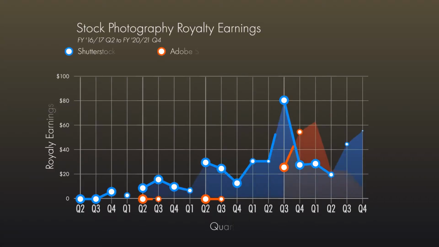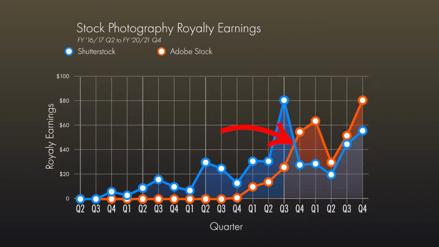Overlay Shutterstock earnings with the Adobe Stock earnings, and you can see that from here onwards, Adobe Stock in the orange colour has been outperforming Shutterstock. Some quarters admittedly only have a small difference between the two platforms, but in others, Adobe Stock is over double that of Shutterstock, so Adobe is doing rather well for me.